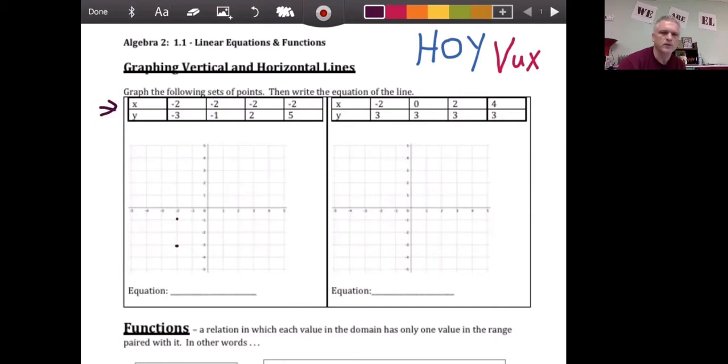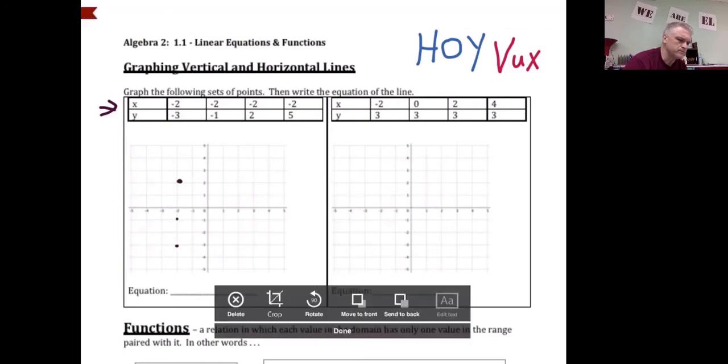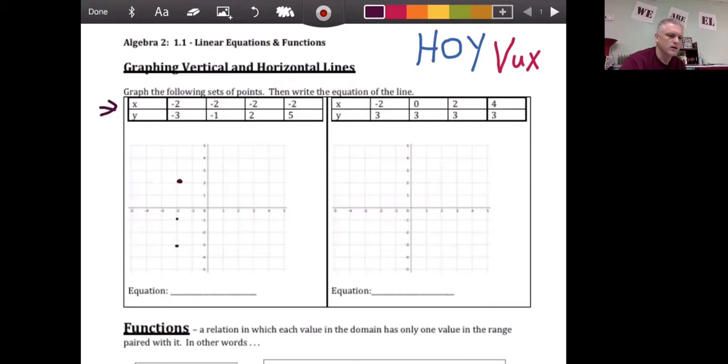Your second point coming in at that spot, -2, 2. So left 2 and up 2. And then finally, they give us -2, 5. So we want to go all the way up to 5. There we go. So since this is a line, we are going to connect our dots. Lines extend forever in 2 directions.